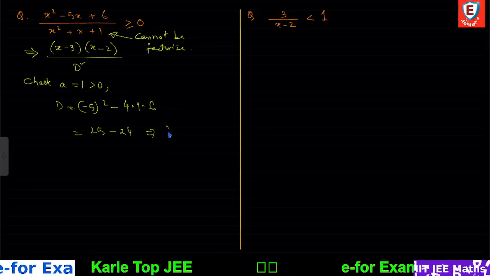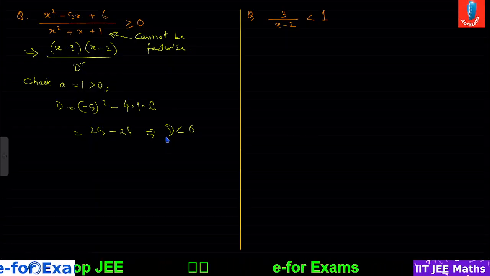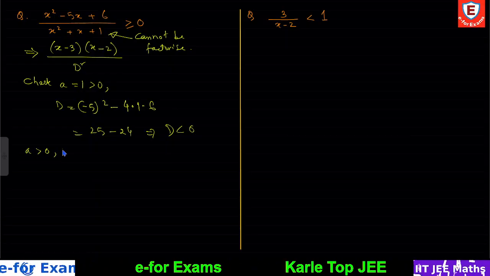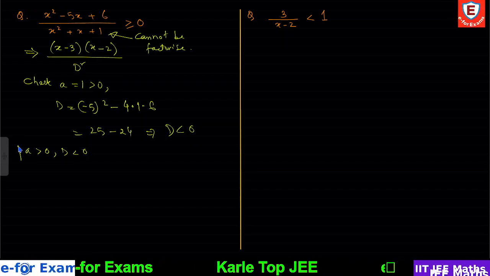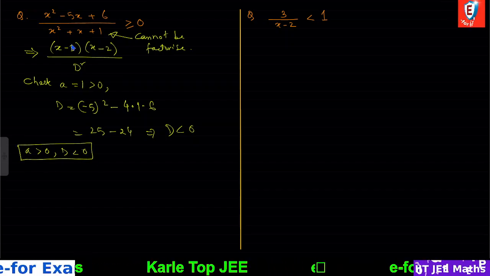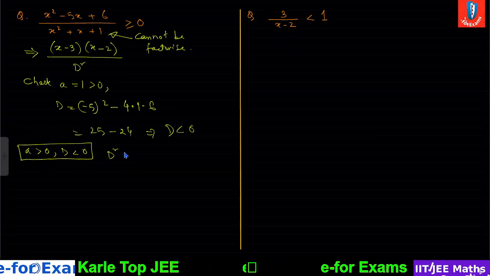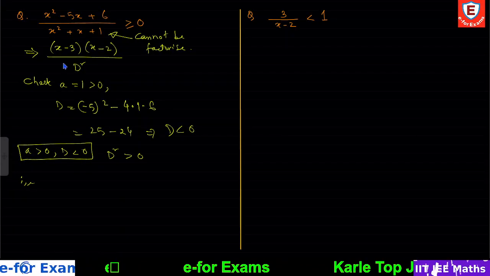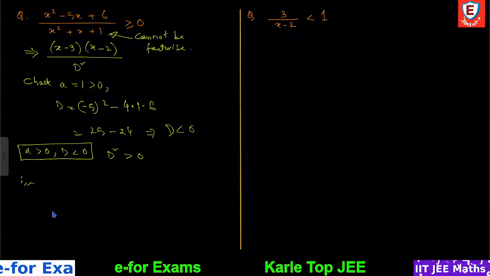Which is negative. This means D is less than 0, and A is greater than 0. D is less than 0. Then this denominator is greater than 0. That is, the denominator is this one, right?